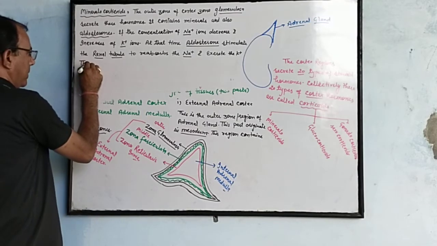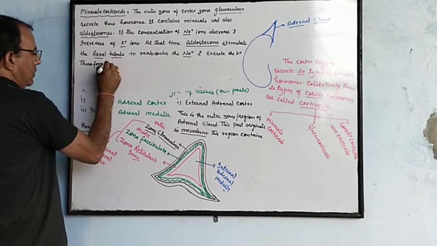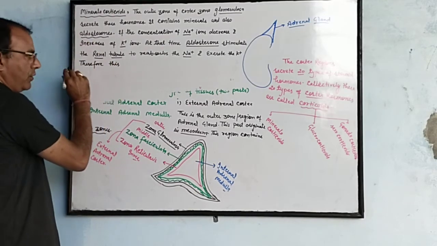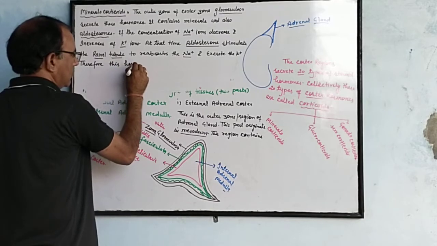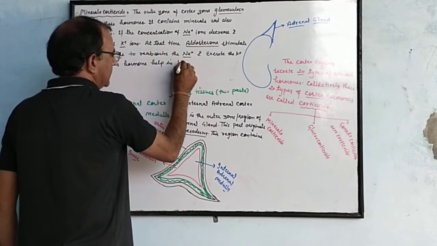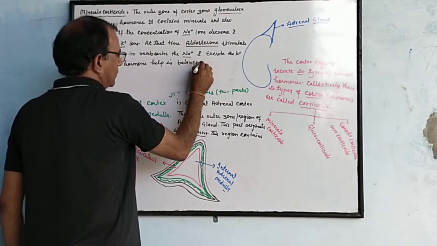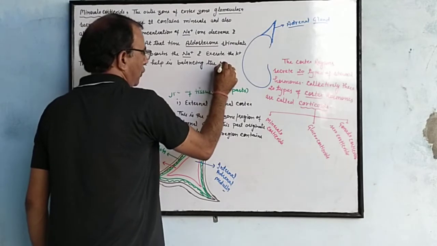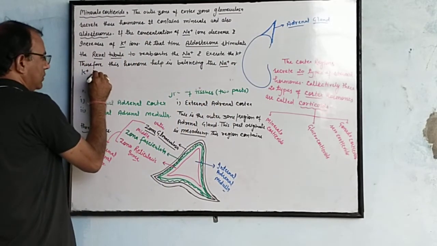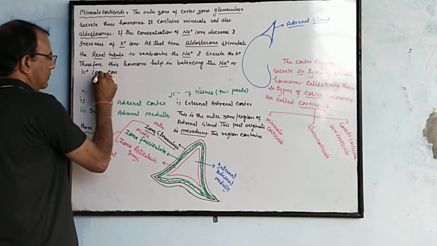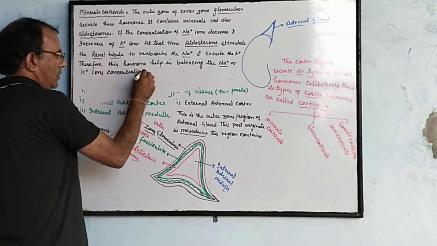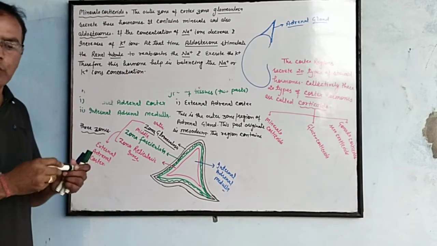Therefore, these hormones, aldosterone, help in balancing the sodium and potassium ion concentration. This is the role of mineralocorticoids.